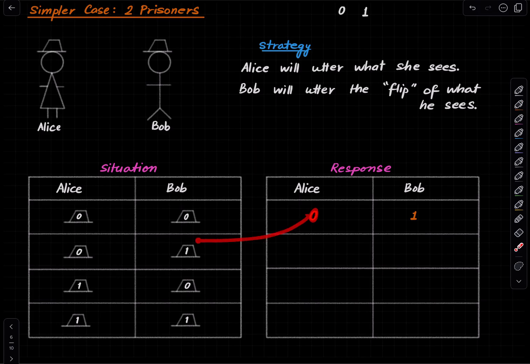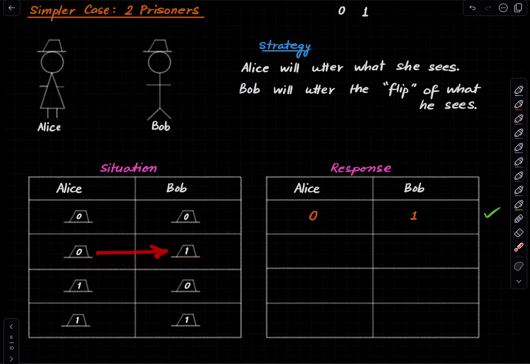Alice has correctly guessed her hat color. Bob has not, but we were only required to have at least one correct response. So Alice has survived. I mean, both have survived. Alice has guessed correctly, so both have survived. So here they survive. What about this scenario?